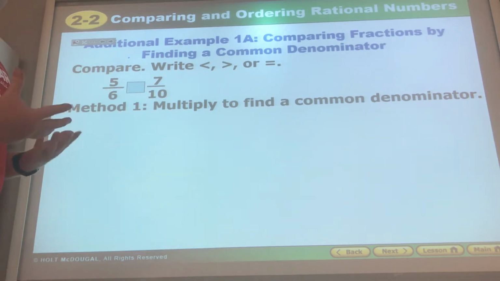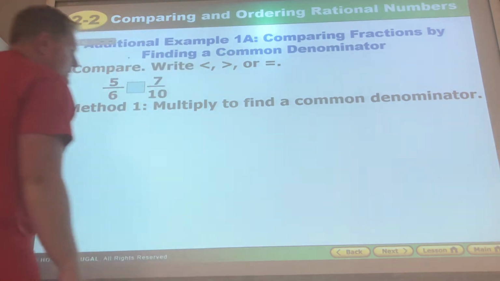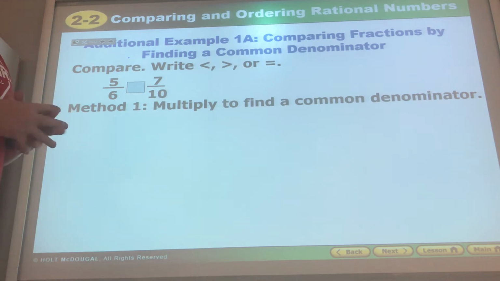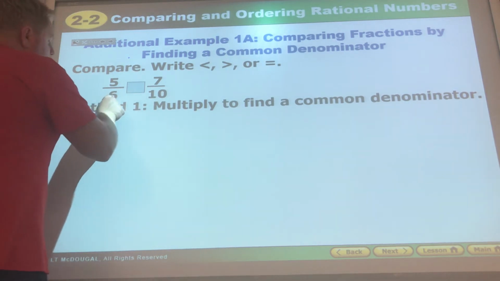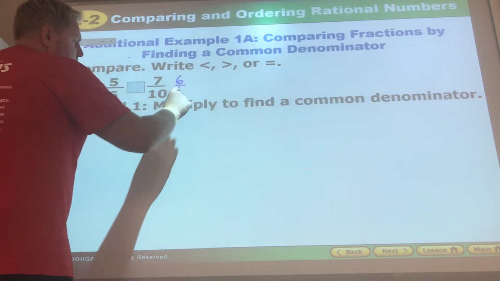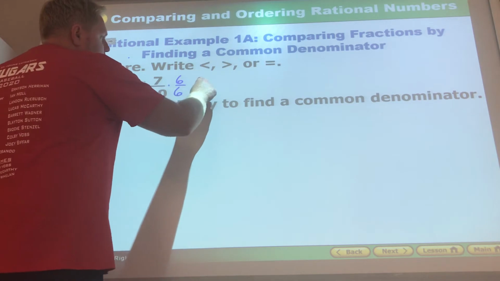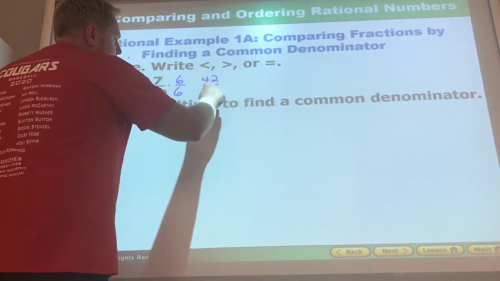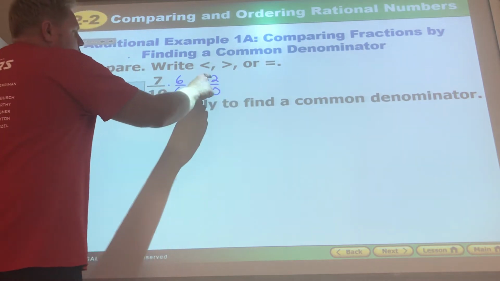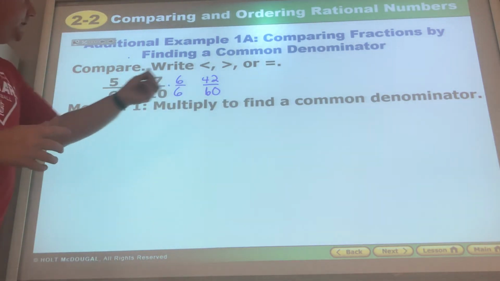When we look at this problem, 5/6 to 7/10, hard to compare when they're like this. But if we can make the fractions the same, we can compare them easier. One way, the simplest way, maybe a little more math: take the denominator from this side, 6/6, which is really just a fancy 1, so we're multiplying by 1, and we get 42/60. 42/60 is the same thing as 7/10, just written in another way.